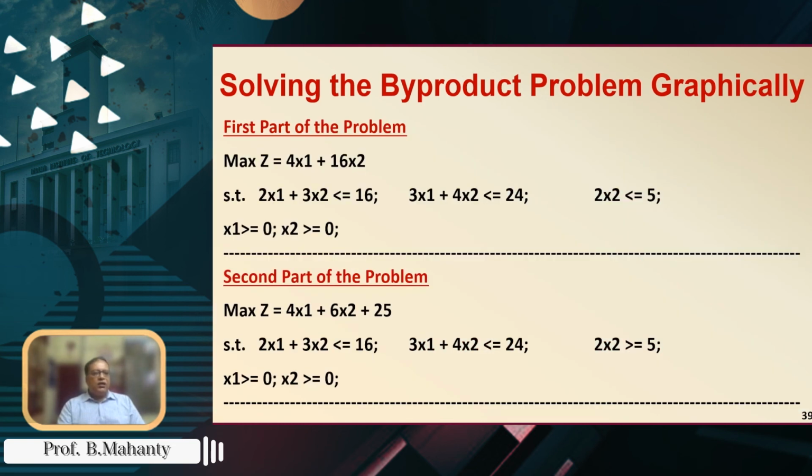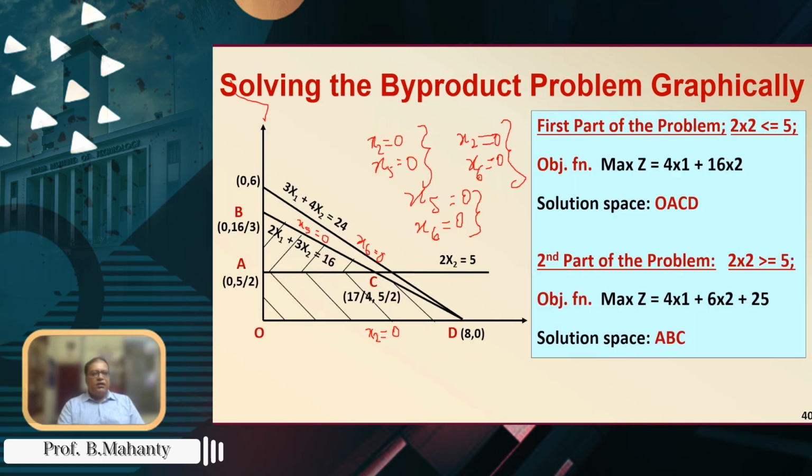So this is how the two problems are there in the first part and in the second part. When you try to solve it graphically, this is how it will look. The first part of the problem is when 2x2 is less than or equal to 5. This line is 2x2 equal to 5, and in the lower portion, this hatched area represents 2x2 less than or equal to 5.